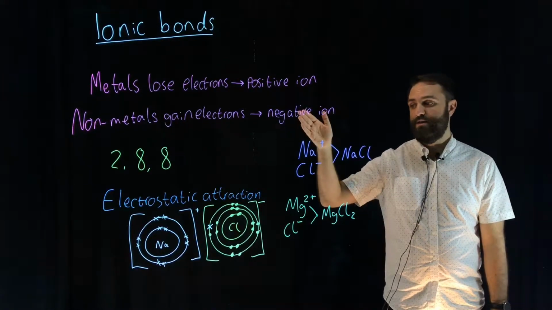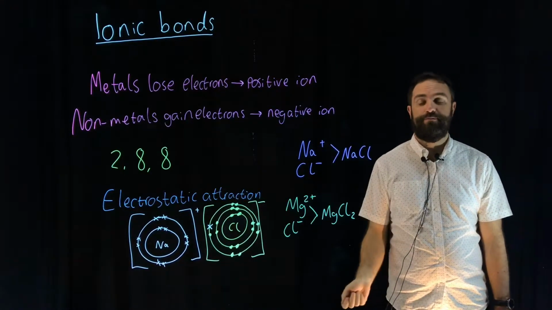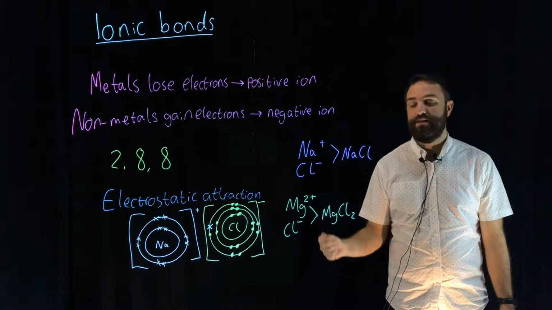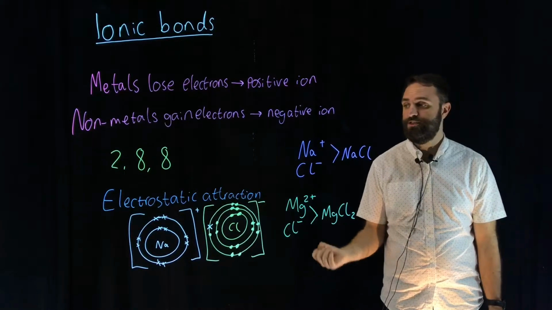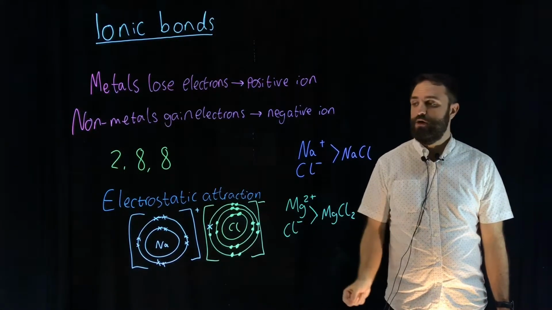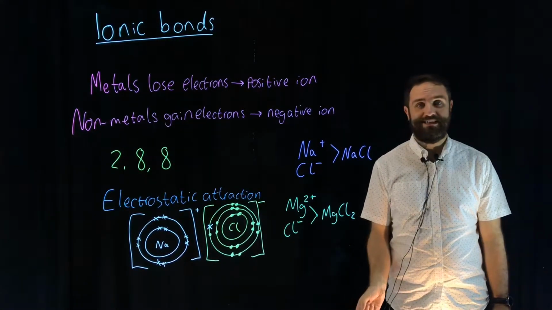Now when they do this, if you react a positive ion and a negative ion, a metal with a non-metal, you will end up with various combinations of positive and negative. Opposites attract, just like a magnet. If you've got positively charged ions and negatively charged ions, they are going to stick together. We call this an electrostatic attraction.